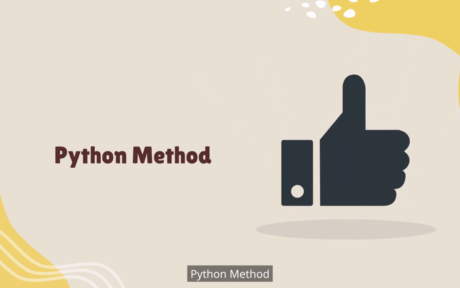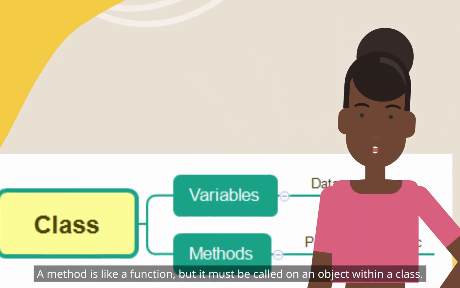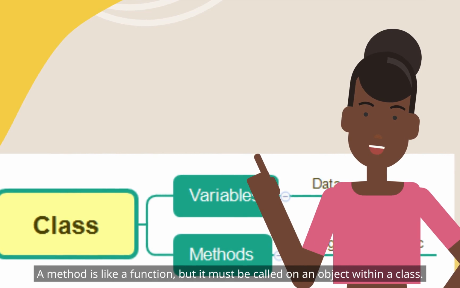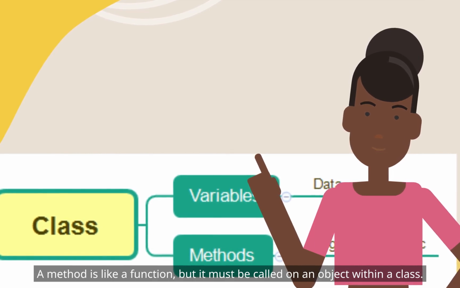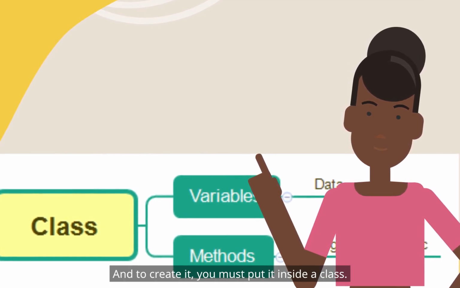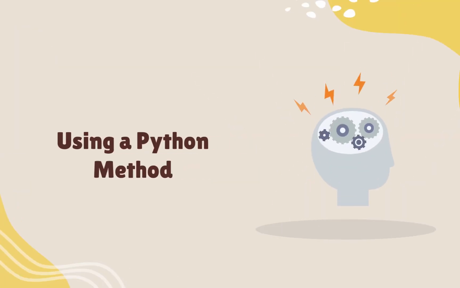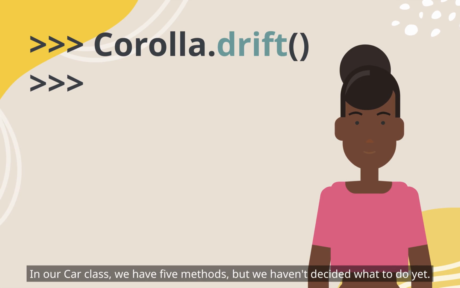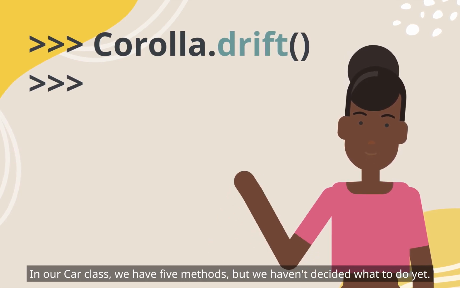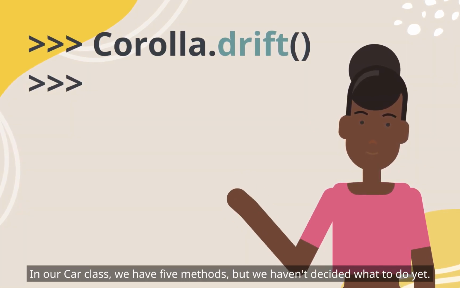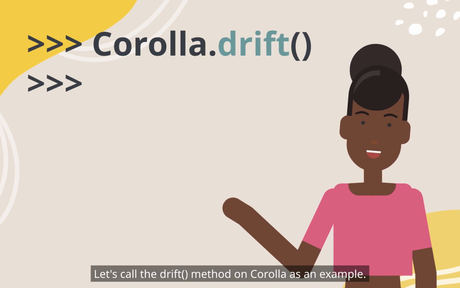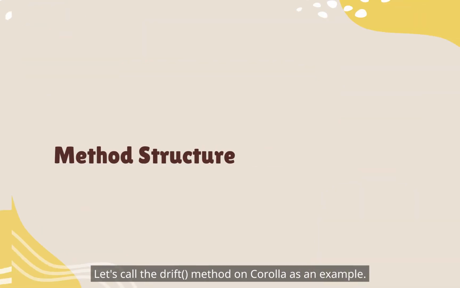Python method. A method is like a function, but it must be called on an object, and to create it, you must put it inside a class. In our car class, we have 5 methods, but we haven't decided what to do yet. Let's call the drift method on Corolla as an example.